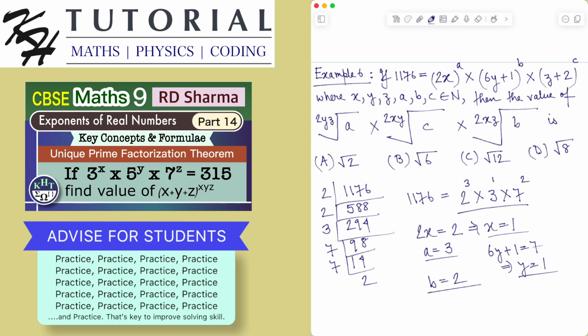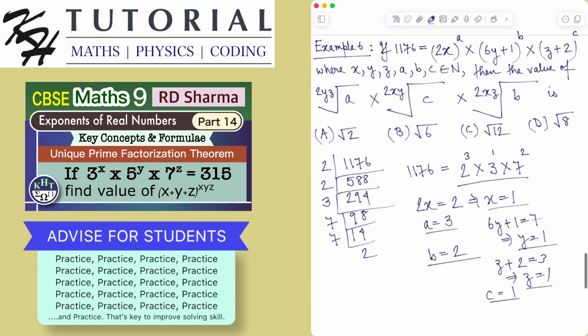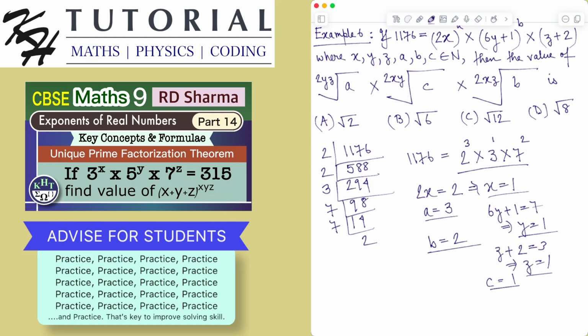So now obviously z plus 2 has to be equal to 3. This implies z is equal to 1 and c has to be equal to 1. So we have found x, y, z, a, b, c. Okay, so x is equal to 1, y is equal to 1 and z is equal to 1. So x, y, z are all 1 and a is equal to 3, b is equal to 2 and c is equal to 1.